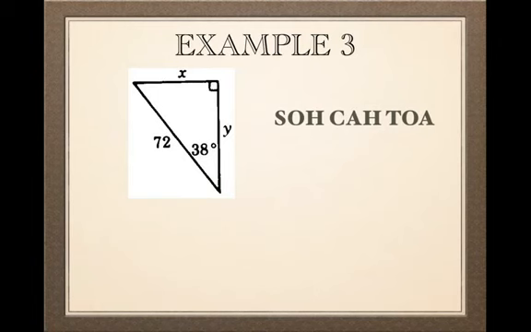Except it says example 3 again. Oh well. So in this particular case, we've got two variables, x and y. So what we'll have to do is write two equations, one to solve x, one to solve y. Let's solve x first. Take a look at the information and see what we need to use. Well, x is the opposite side, and then the other side that makes sense that we know is the hypotenuse, 72. So that would be sine. So sine 38 is equal to x over 72.